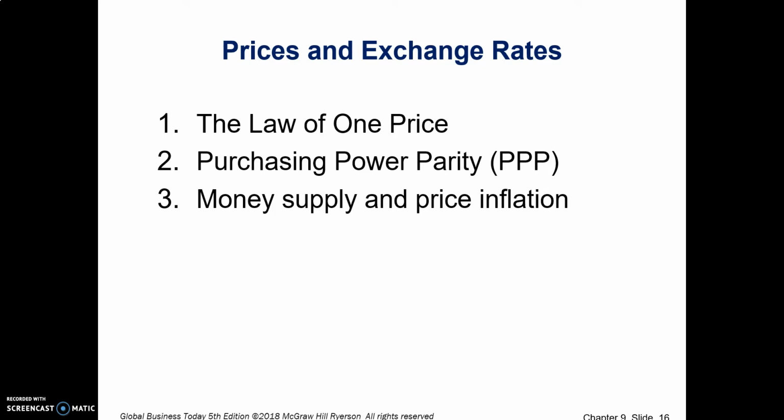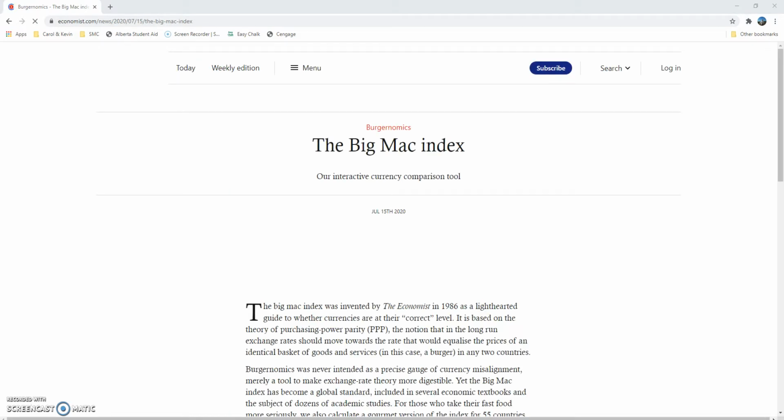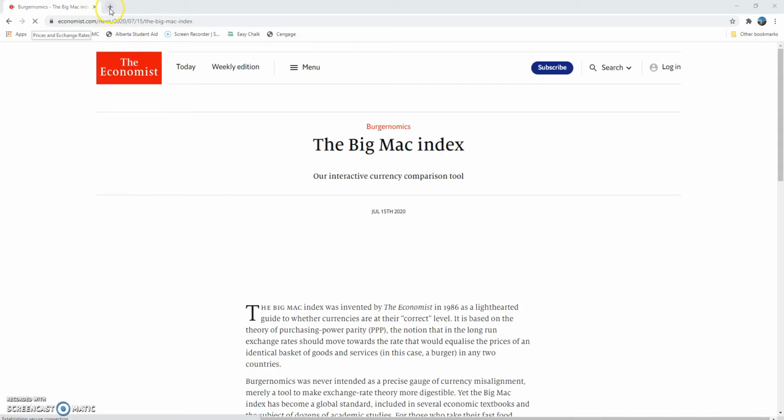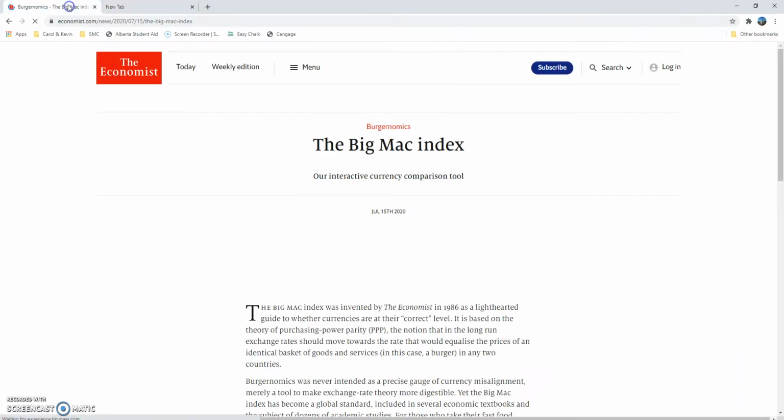Let's just make sure. Yeah, there it is. So I'm going to bring up this example and then bring up some history of that as well. Economists back in the mid-80s, I believe, came up with what is known as the Big Mac Index. And I'll bring up an article about that as well.